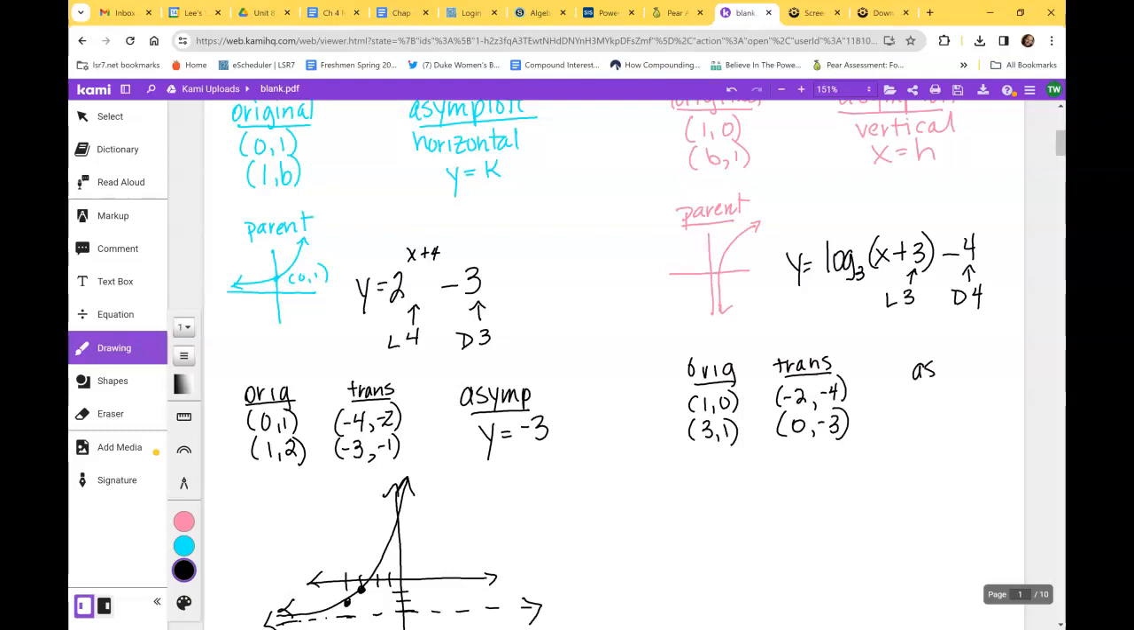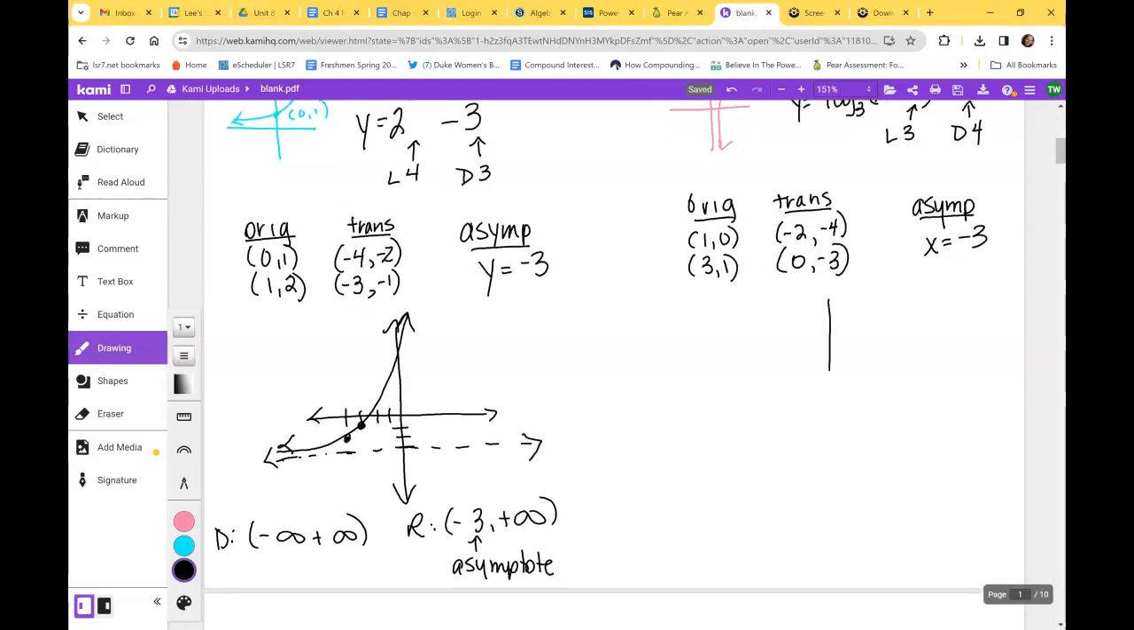My asymptote, remember, is x equals whatever my h is. My h is the opposite of that, so it's negative 3, because x is always the opposite. Okay, and I draw this. This time my asymptote is vertical through negative 3 because it's a log function.